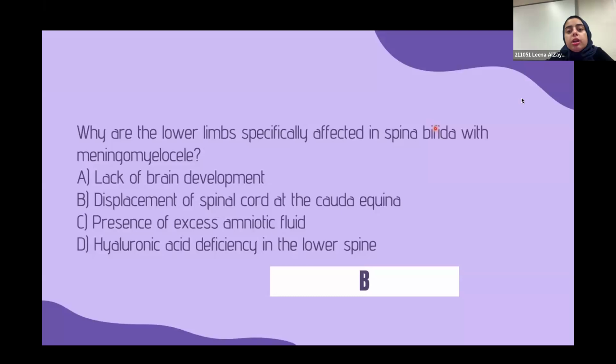We didn't solve this question. I'm going to remove it. Why are the lower limbs specifically affected in spina bifida with meningomyelocele, guys?